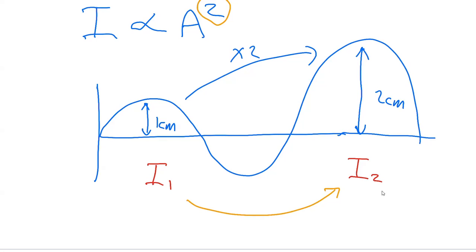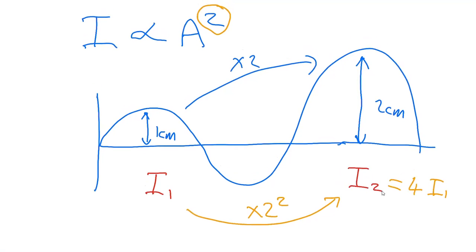More than double, correct. And because it's proportional to the square, this one here will become 2 squared, in other words, times by 4. So whatever the original intensity is, the second intensity will be 4 times. Intensity 2 is equal to 4 times intensity 1.